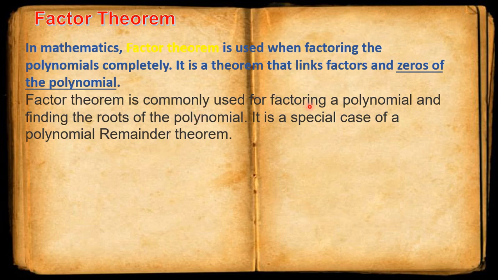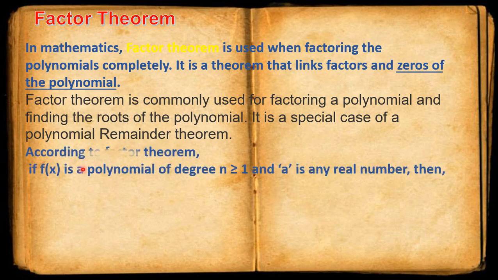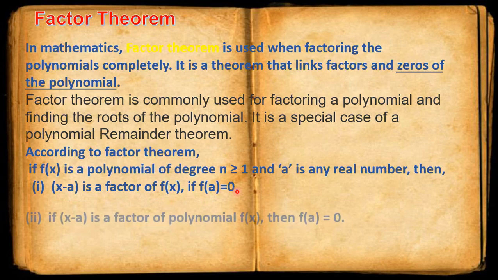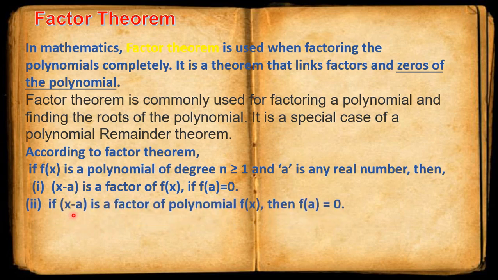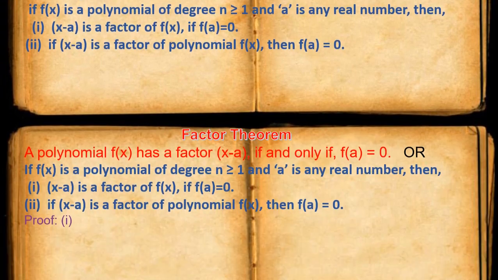Also we can say it is a special case of the remainder theorem. So it says, if f of x is a polynomial of degree n greater than or equal to 1 and a is any real number, then first statement: x minus a is a factor of f of x if f of a is equal to 0, and second, if x minus a is a factor, then f of a is equal to 0.